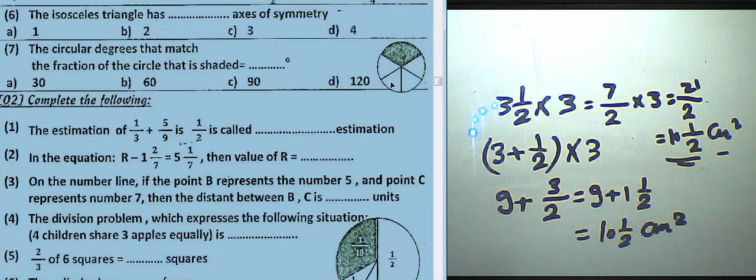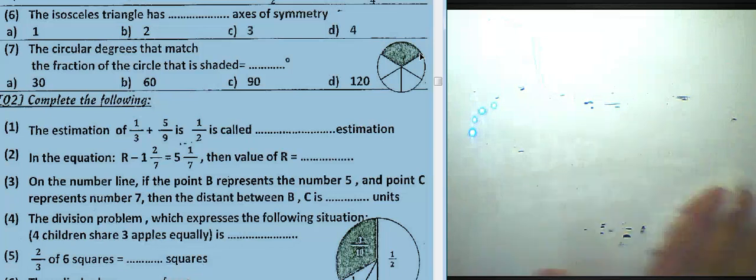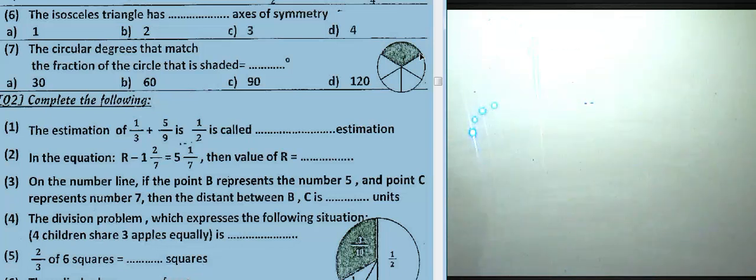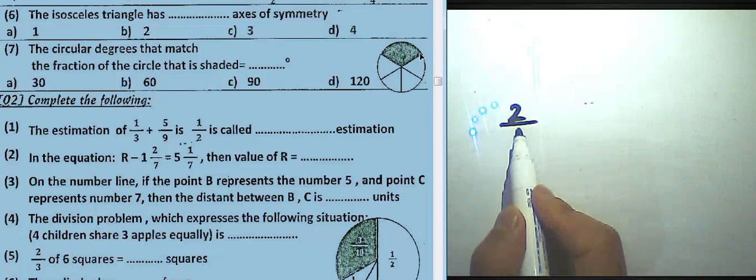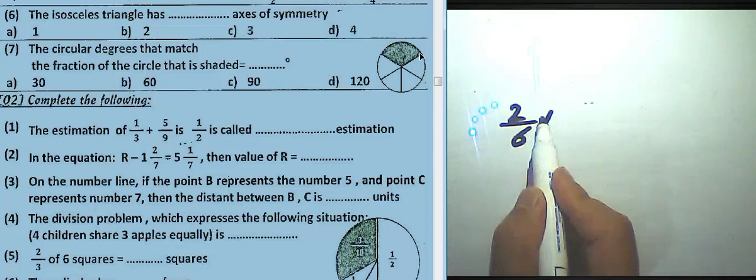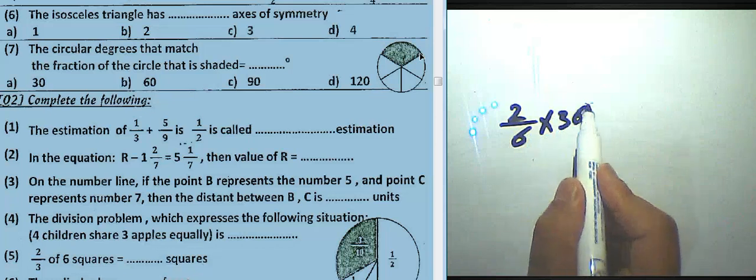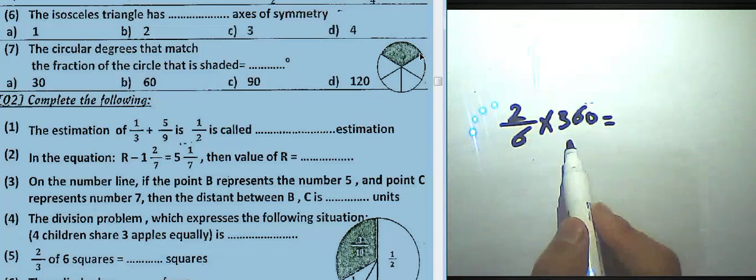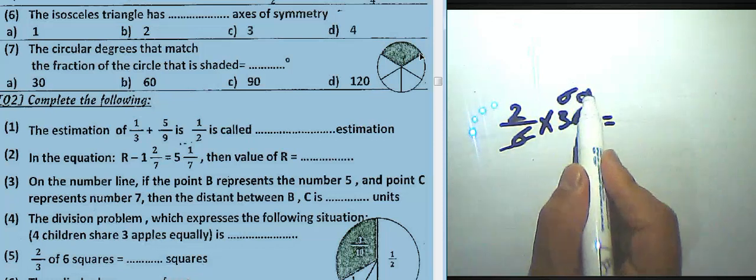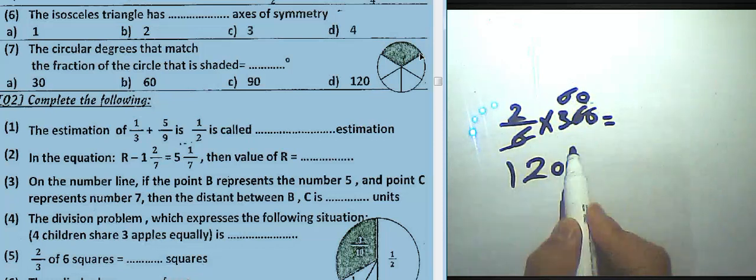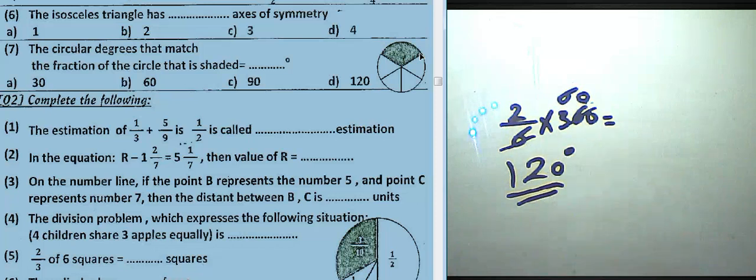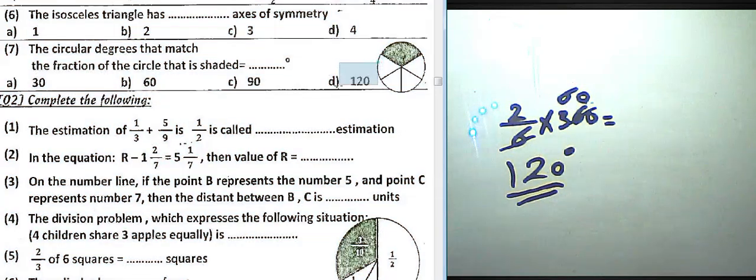How many parts? 1, 2, 3, 4. We have here how many parts, but this part colors 2 parts. Two parts colored from how many parts here? 1, 2, 3, 4, 5, 6. 2 over 6 multiplication by 360. Okay, because we have here two shaded parts. 2 over 6 multiplication by 360. Okay, 360 divided by 6 equals 60. 60 times 2 equal 120 degrees. Okay, the result will be letter D.